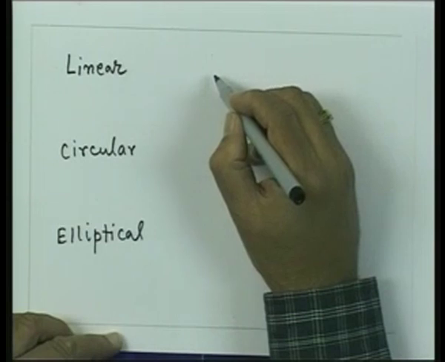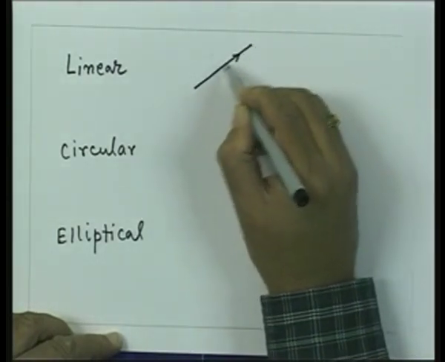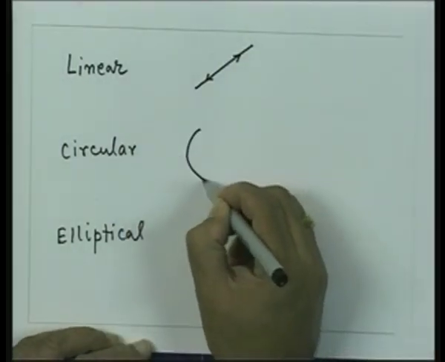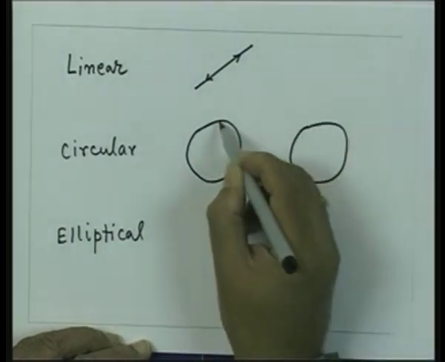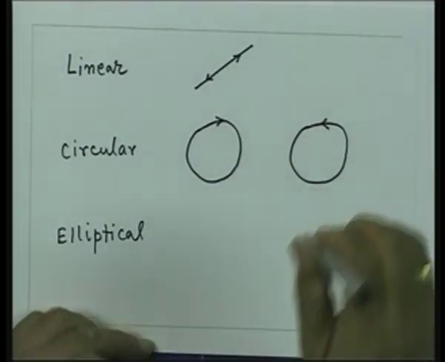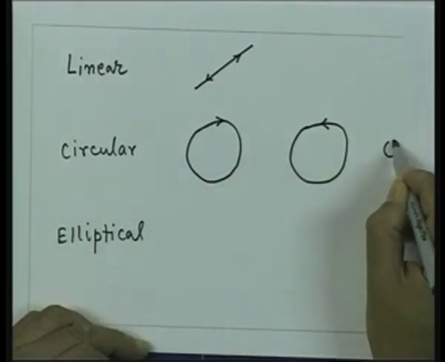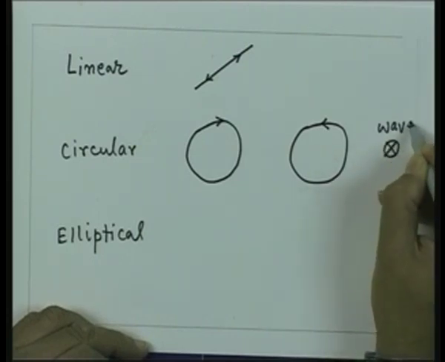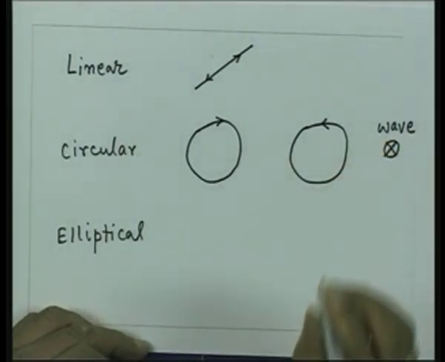In the linear polarization, the electric field drawn is along a straight line, so it oscillates on this line. A circular, we may have like that. Let us assume now the wave is going away from you, which is going inside the paper. So let us say this is the direction of the wave. So wave is now going inside the paper, that means wave is receding from you.